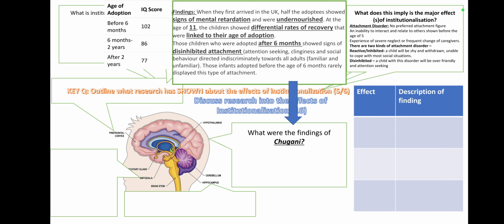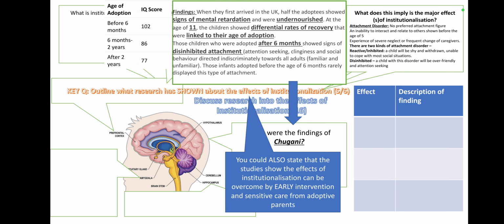You could also obviously refer to the second study, which we're going to review in a moment, by Chigani. And lastly, the other thing that you could talk about, so please take a note of it now, is you could at the end of your answer say that the study by Rutter implies that the effects of institutionalisation can be overcome as long as the intervention is early enough, i.e. before the age of 6 months, and that there's supportive care from parents. So that's always a good point to make, and I don't actually think that's in your booklet.